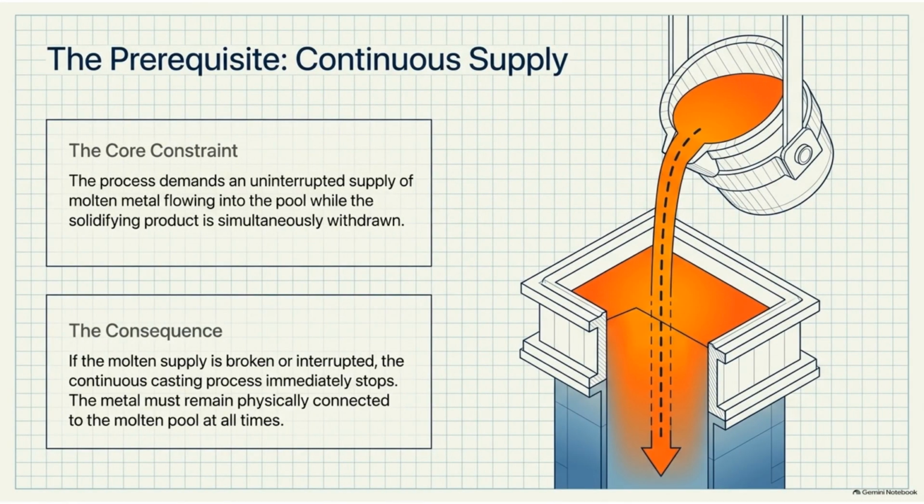Continuous supply is the core constraint of the process. Because the metal must remain physically connected to the molten pool at all times, any interruption to the supply will cause the entire casting process to stop immediately.